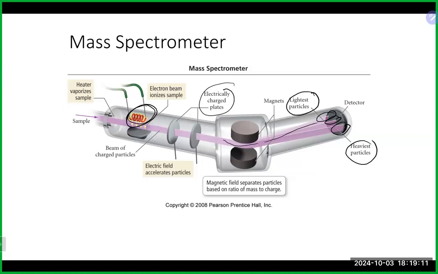And again, by analyzing the peaks, they're able to determine the percentages of each of those isotopes. They can also determine how many different isotopes are in a sample, based on how many different peaks you have coming off in your sample.